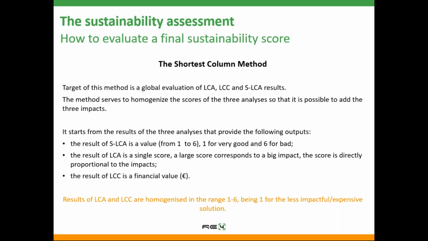Once all the impacts are evaluated, which are environmental, economic, and social impacts, they need to be homogenized to provide a final score. This can be performed through the shortest column method, which starts from the results of the three analyses, which are values from 1 to 6 for social LCA, being 1 for very good and 6 for bad. Single weighted score for environmental LCA, being the highest value, the highest environmental impact.